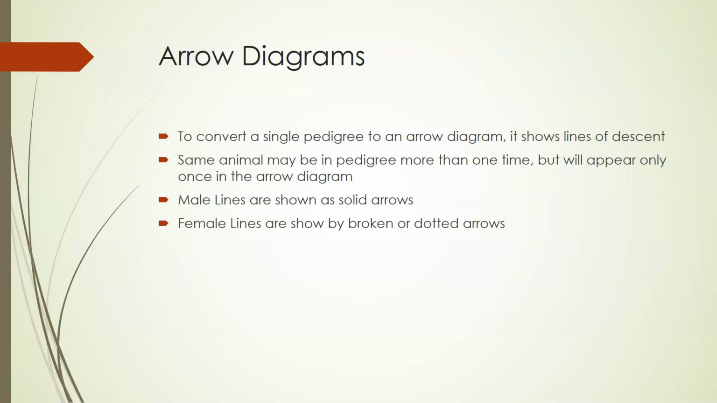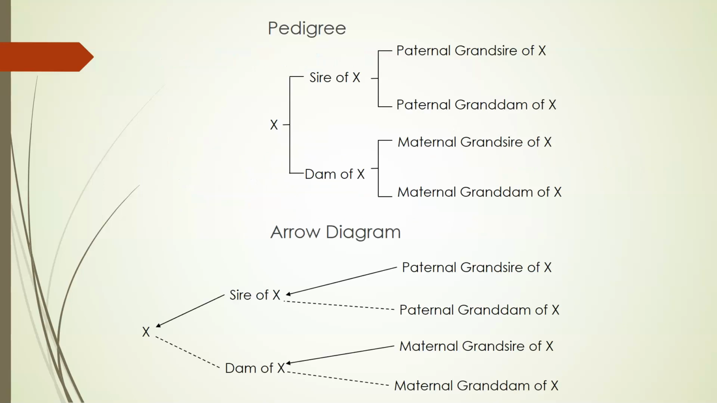We might see an animal in a pedigree more than one time, but when we draw these arrow diagrams, the animal only appears once. So if you were looking at a regular pedigree, say the sire of the animal is also the sire of a heifer or a cow a couple generations back, you'll see it twice. In an arrow diagram, we only see it once, and we use arrows, simple as that. Our male lines are shown using solid arrows, and the female lines are shown using a broken or dotted arrow.